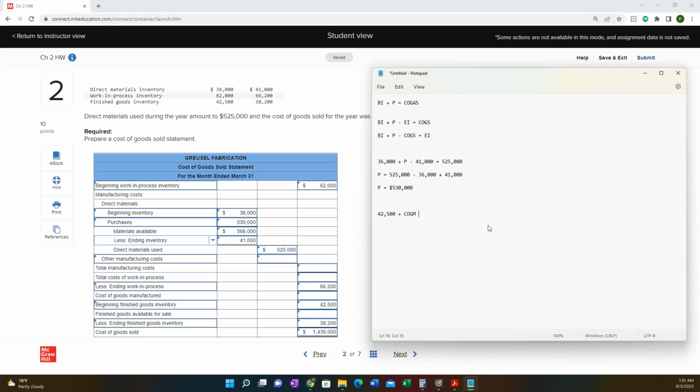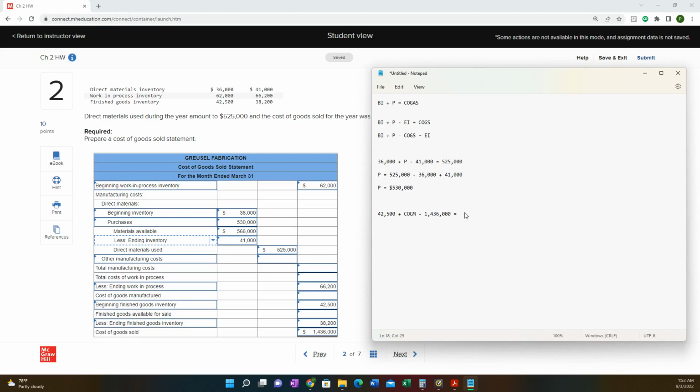Remember that this formula is very similar for all 3 types of inventory, but some of the accounts are titled differently. Beginning inventory is the same. Instead of purchases, we have cost of goods manufactured. Then we subtract out cost of goods sold, which was given to us. And our ending inventory, which was also given to us, is $38,200.